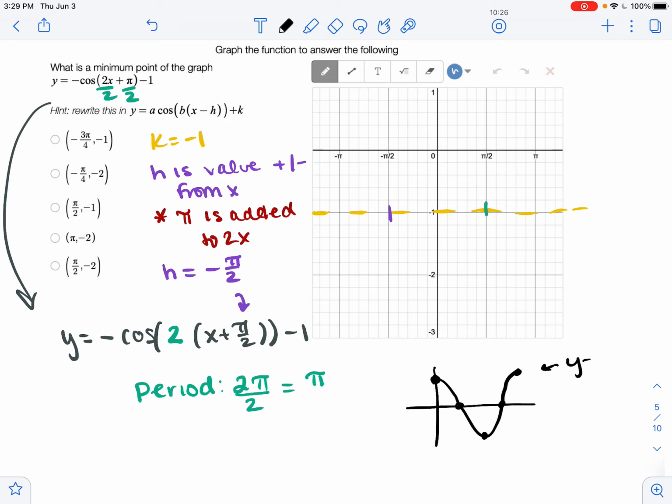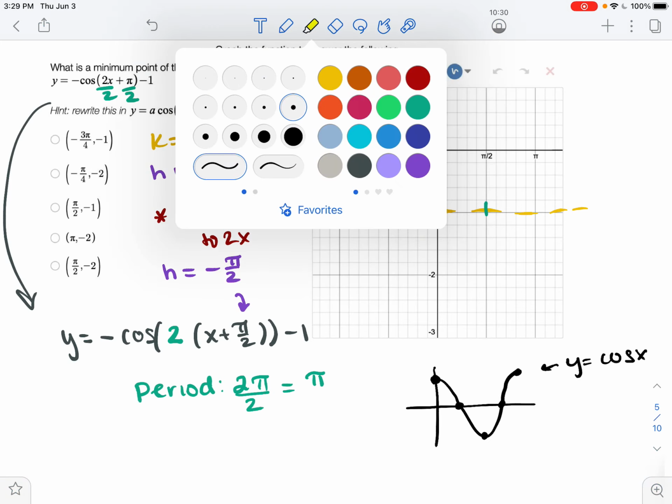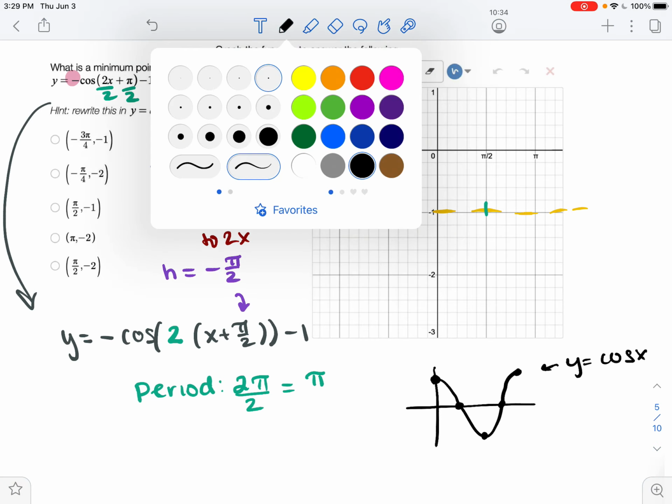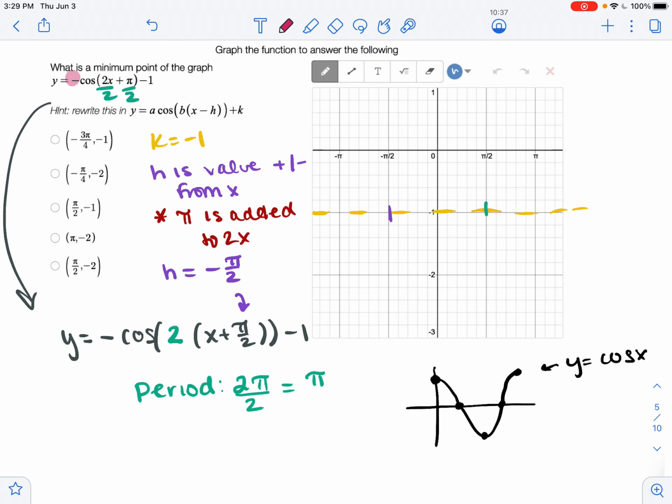So this would be a positive cosine of x. We have to pay special attention to the fact that this is actually a negative cosine of x. So if I wanted to plot a negative cosine of x, we're going to have to vertically reflect all of these points, and we'll see that the cycle that needs to fit between negative pi over 2 and positive pi over 2 is actually minimum, midline, maximum, midline, minimum.